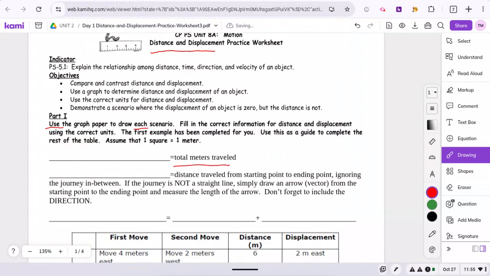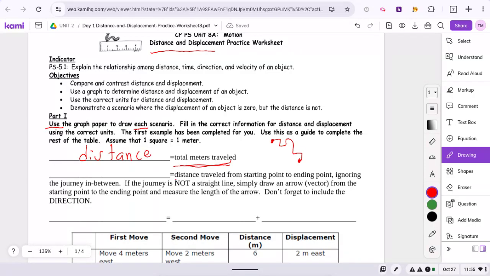I showed the map, if you remember, of traveling from one place to another place, like from Bell Gardens to Hollywood. Remember, the total meters traveled would be including any turns, any curves, any change in distance. That's going to be the distance.